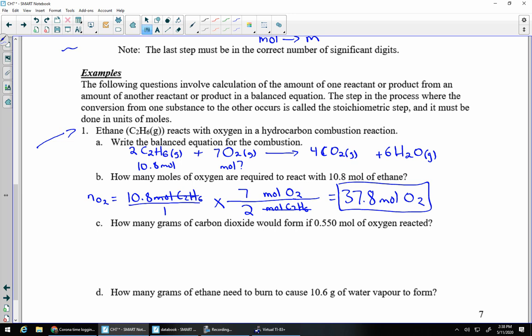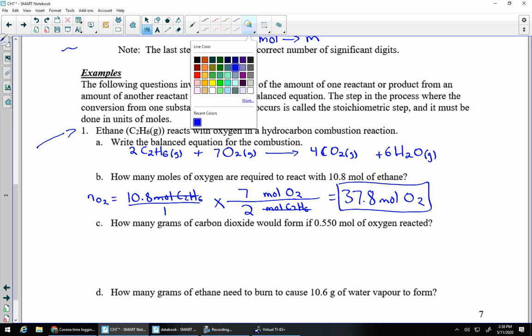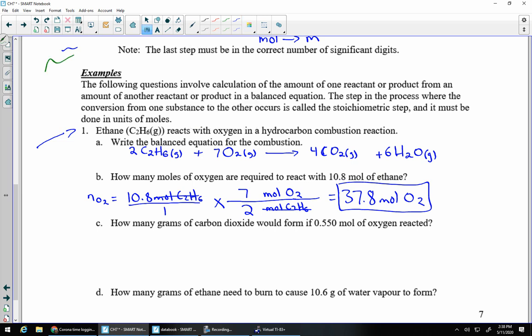The next question is where it gets a tiny little bit trickier. So I'm going to erase a couple things. I might even use a different color here just because we're on to another question. Yeah, that'll work. Okay, so the next one is how many grams of carbon dioxide would form if 0.550 moles of oxygen reacted? So 0.550 moles, and we're looking for the mass of carbon dioxide. Mass is a question mark.